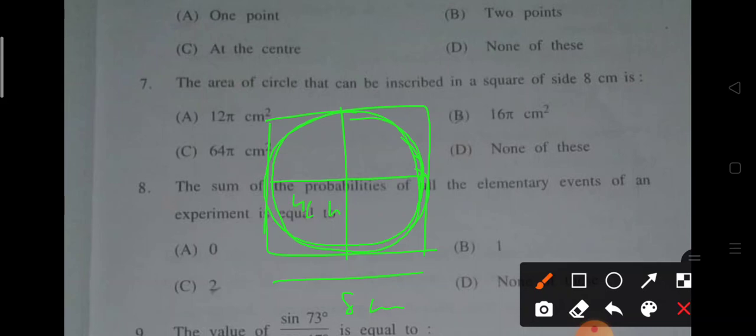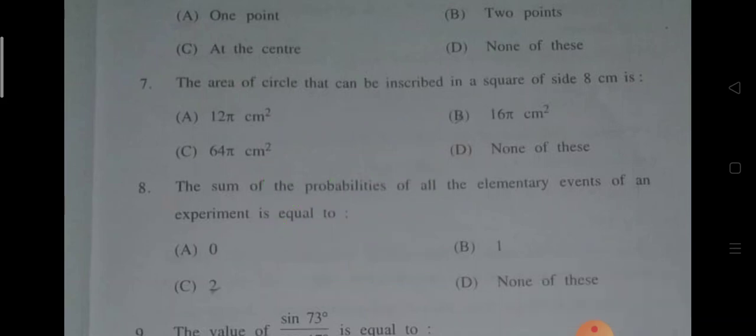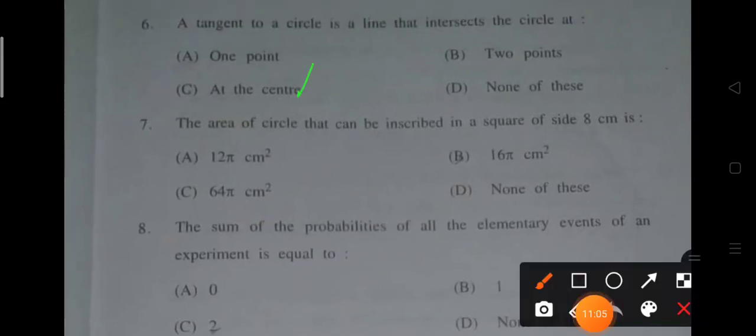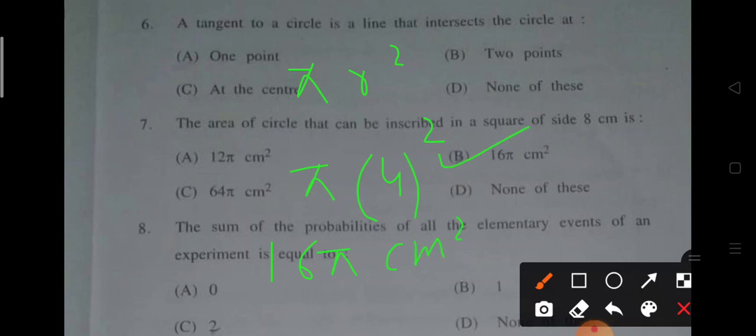So we are asked the area of the circle. What will be the area of the circle? This is pi r square. So this is pi into the radius, 4 square. This is 16 pi centimeter square. So this is going to be the correct option, 16 pi centimeter square.